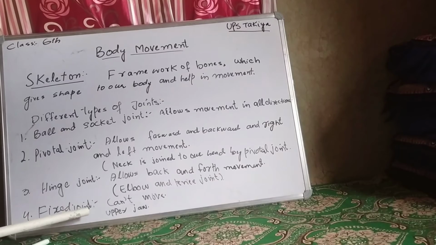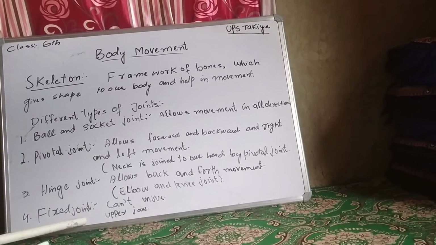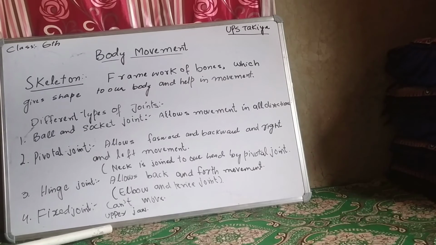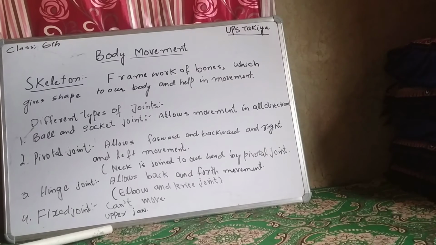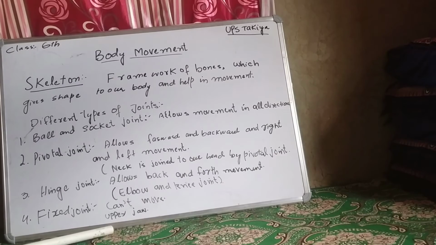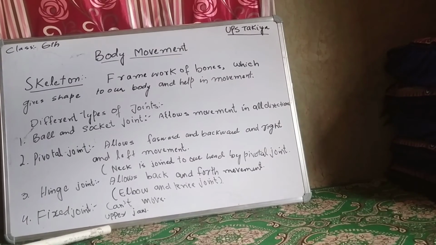The fourth one is fixed joint. As the name indicates, this joint can't move. This joint is present in upper jaw. As you can see, you can move your lower jaw, but you can't move your upper jaw. So, these were the different types of joints present in our body.